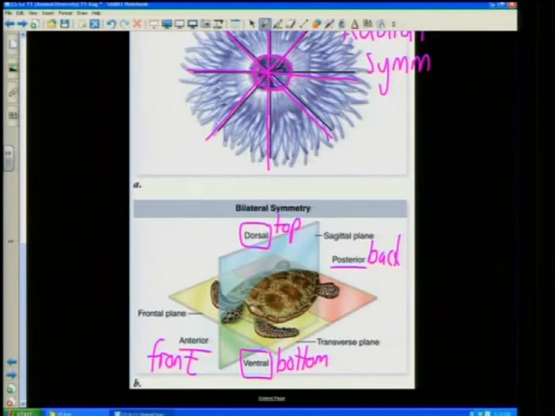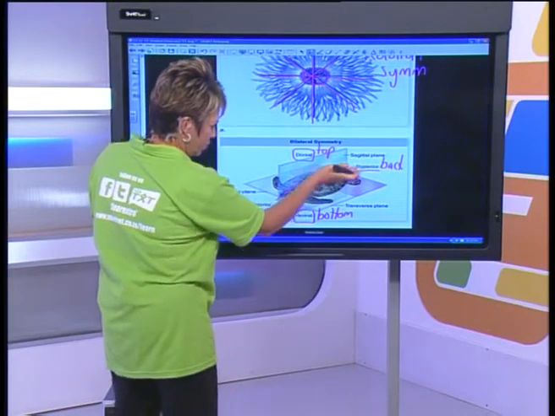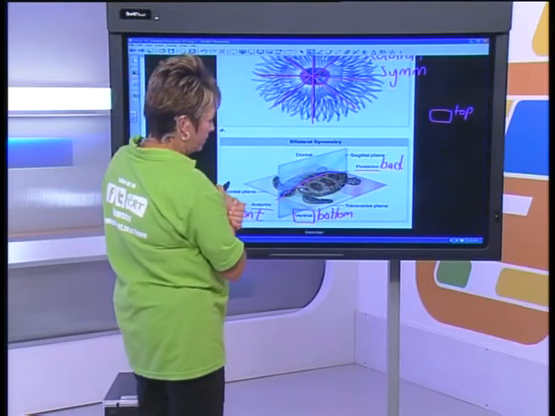Now, if you cut this animal, you can only cut it along one plane, which is along there. Only one plane. You can't cut it there and there and there. You can only do one 2D plane, and you're going to get two identical halves.